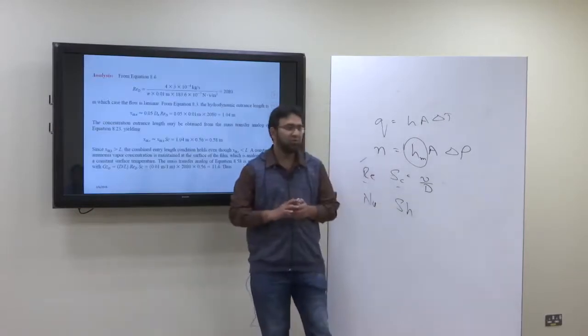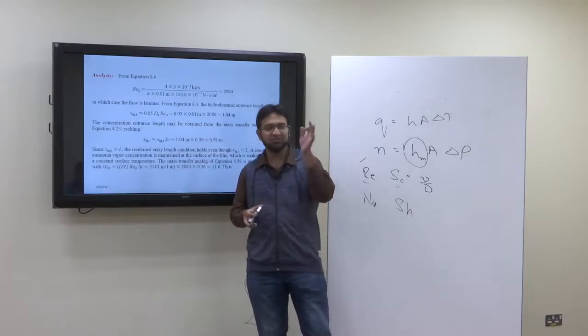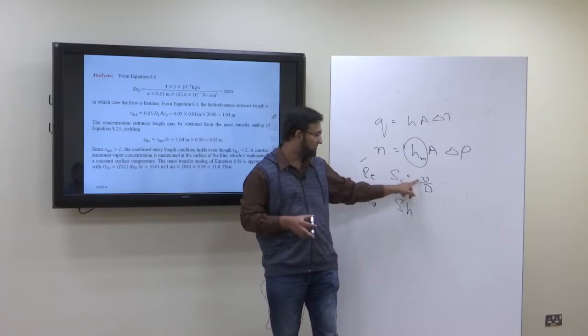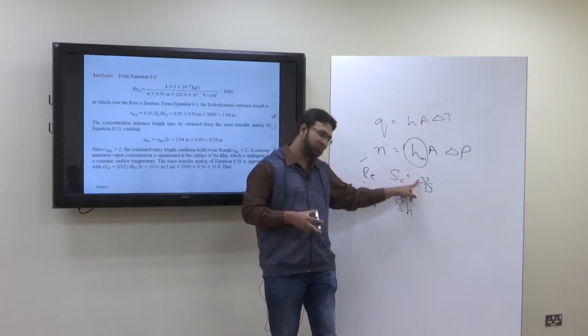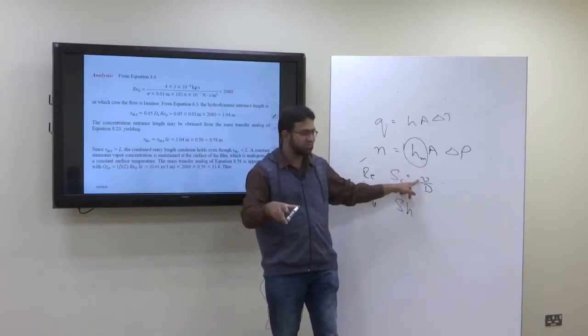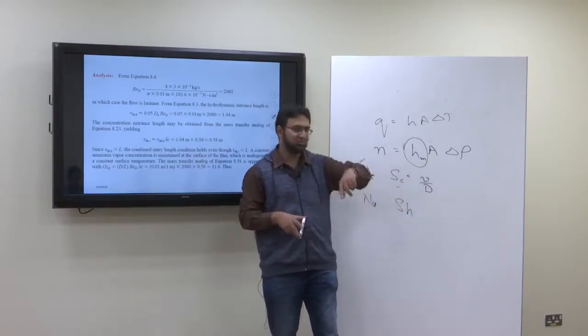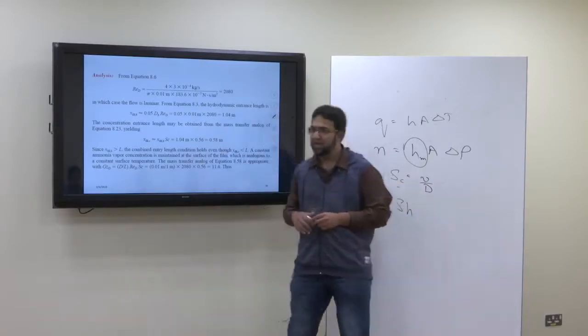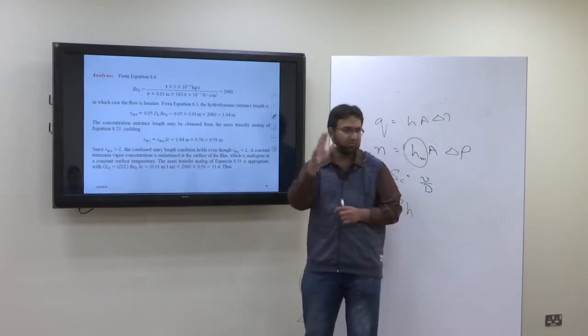Remember, whenever we talk about diffusivity, it has the same units, meter square per second. When it was kinematic viscosity, meter square per second. When it was alpha, meter square per second. When it is mass diffusivity, meter square per second. So they have the same units, and that's why the Prandtl number and Schmidt number are dimensionless.